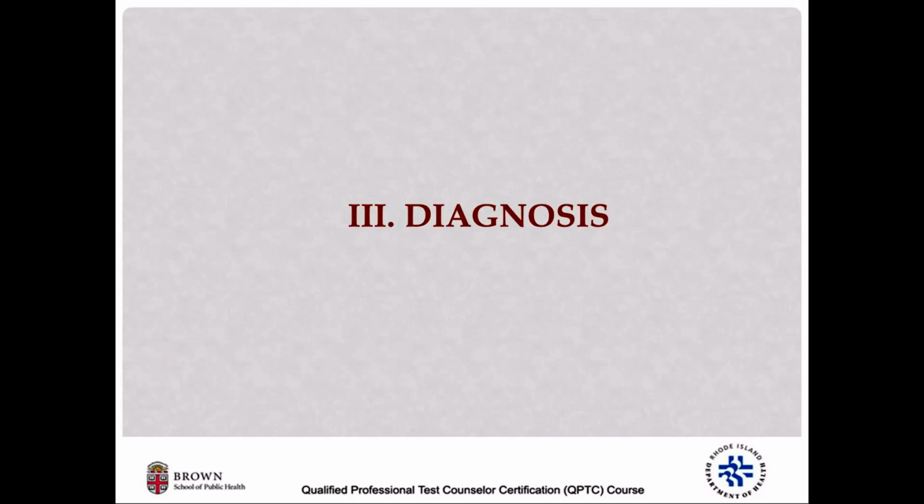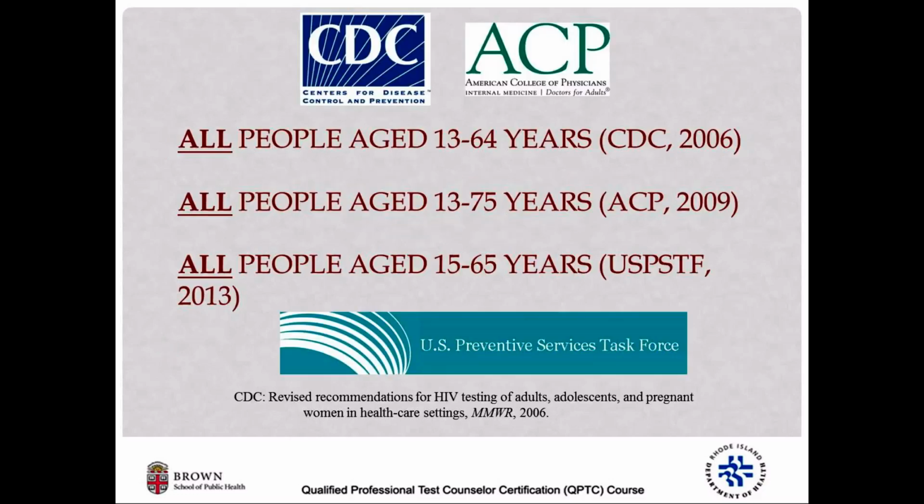Diagnosis of HIV. So who should be tested for HIV? All the major medical groups, clinical groups, really recommend that everyone should have an HIV test at least once in their lifetime. You can see here the CDC recommends everyone aged 13 to 64. The U.S. Preventive Services Task Force, which is one of the major primary care guidelines in the United States, recommends people should be tested from 15 to 65.